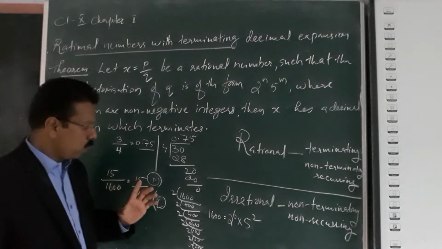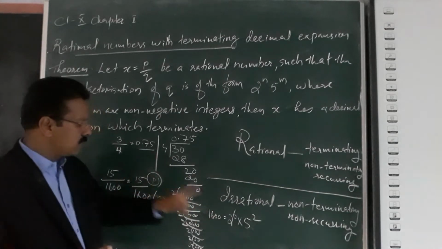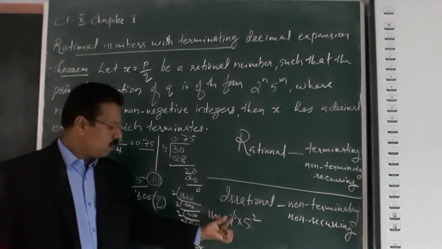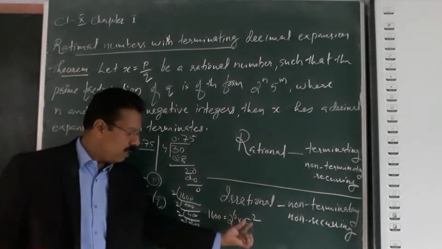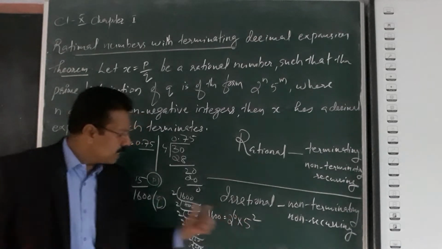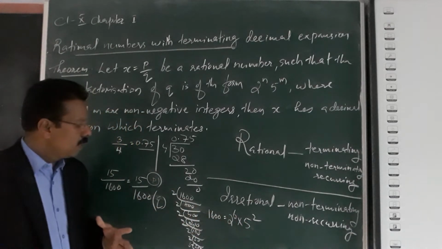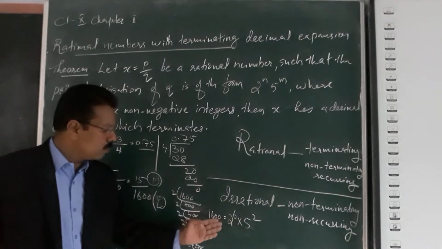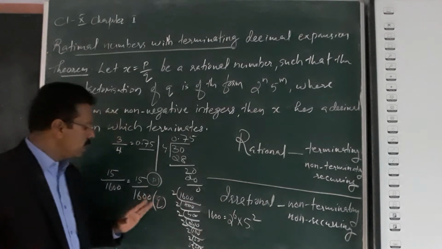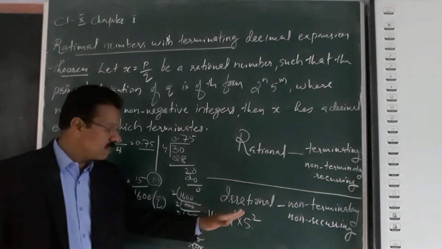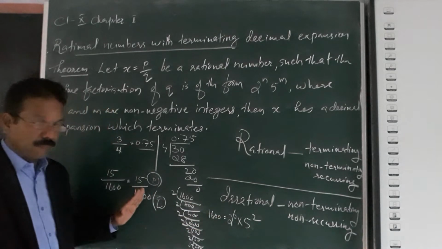How do we know this decimal form is terminating? Check the denominator. If it has only factors of 2 or 5 or both 2 and 5, the decimal form will be terminating. Maybe factors of 2 only, factors of 5 only, or both 2 and 5, then the decimal form is terminating. Otherwise, with factors other than 2 and 5, it is non-terminating.